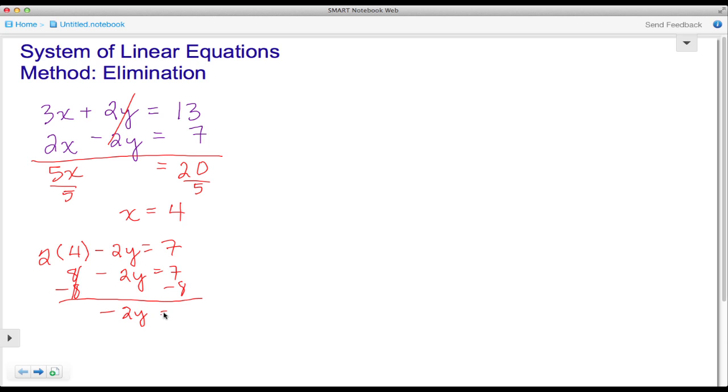We're left with negative 2y is equal to negative 1. We divide both sides by negative 2. And here we see y comes out to be a positive 1/2, or if we're using decimals, 5/10. So the intersection point is at (4, 1/2). And now we need to check our work.